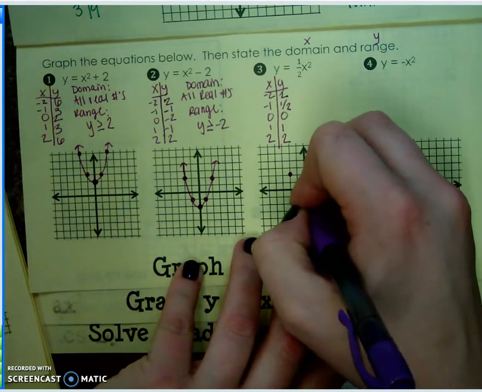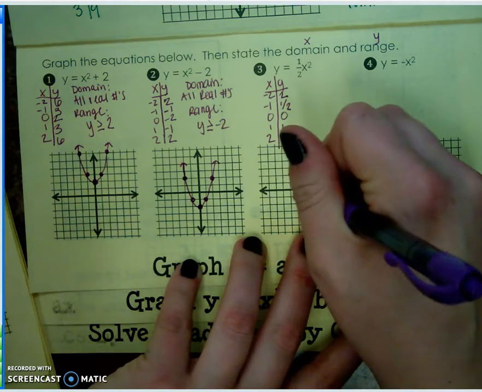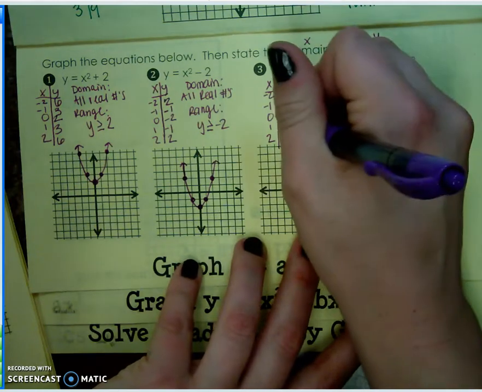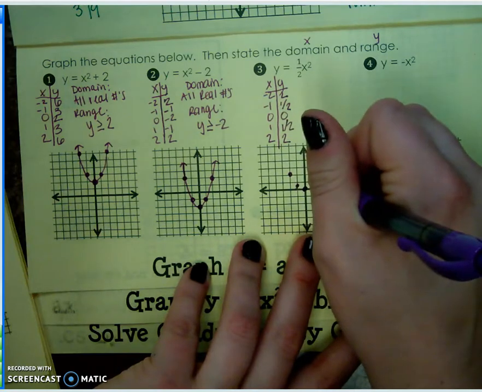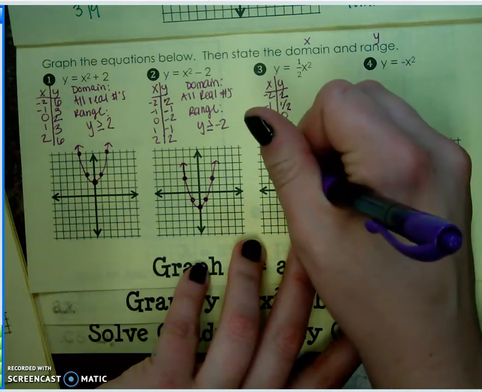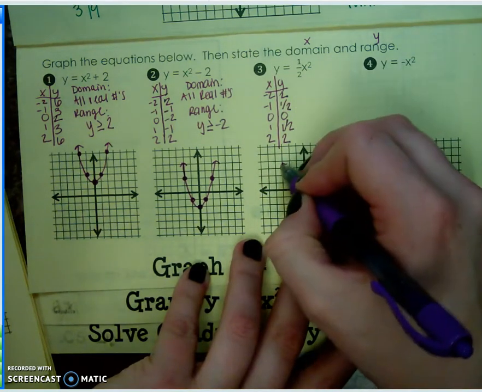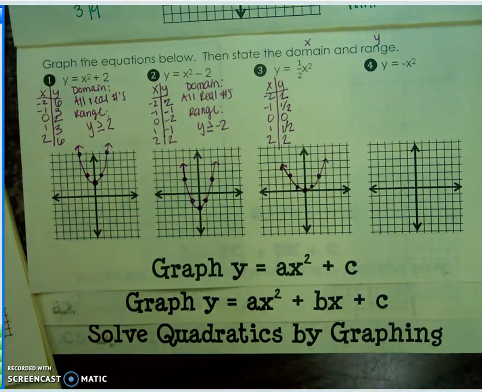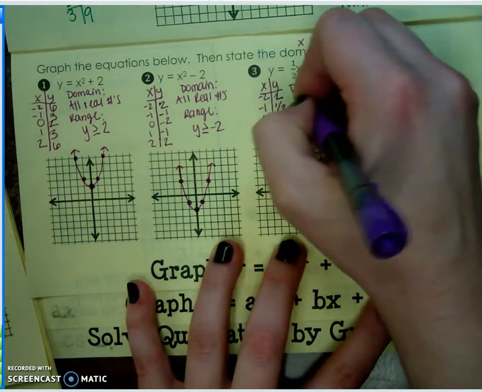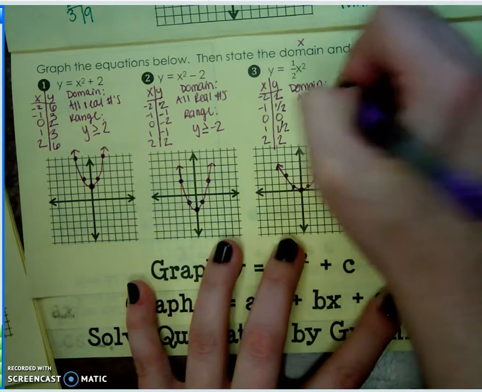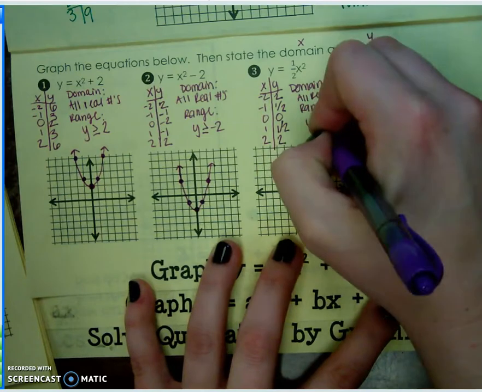Negative 1, 1/2, just go kind of in between there. I know it's not exactly on a line. 0, 0. Oh, this should be 1/2, excuse me. And then 2, 2. Notice that my parabola gets wider when there's that half in front of it. Okay, it's getting a little bit wider now. Again, our domain is all real numbers, and our range, y is greater than or equal to 0.